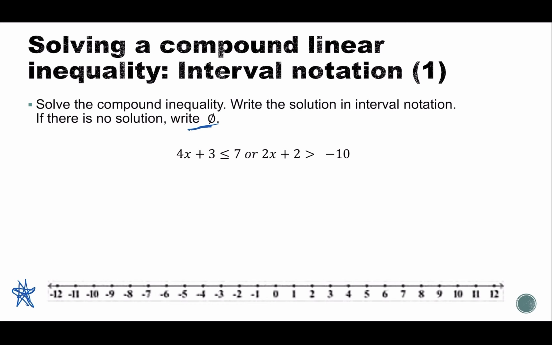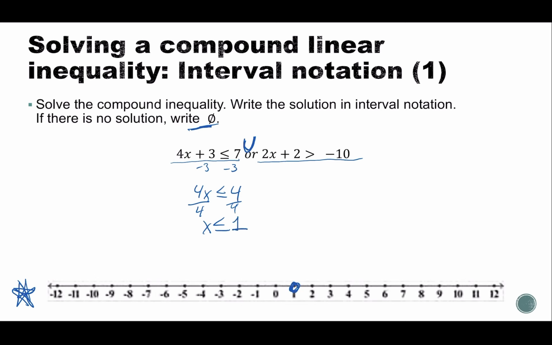So let's get started. I have 4x plus 3 is less than or equal to 7, or 2x plus 2 is greater than negative 10. Or means union. So I'm looking for everything that makes the equation on the left a true statement together with everything that makes the equation on the right a true statement. So let's solve the equation on the left first. I subtract 3 from both sides. 4x is less than or equal to 4. Divide both sides by 4. X is less than or equal to 1.